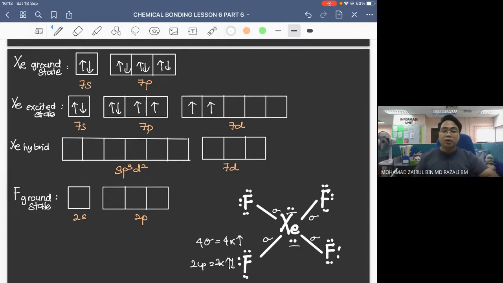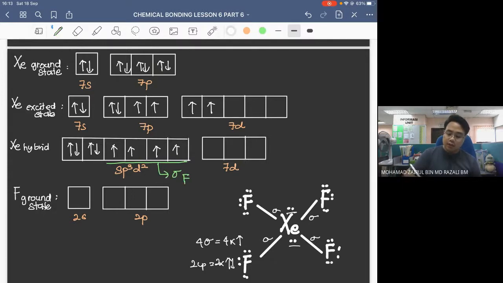Since the hybrid on the xenon is sp³d², so we need to combine 1s, 3p and 2d. So the s orbital have 2 electron, one of the p also have pair electron, and then we have 4 unpaired electron. So this one we call it as unhybridized 7d. So this 4 single pair electron ini kita akan gunakan untuk form sigma bond dengan fluorine.